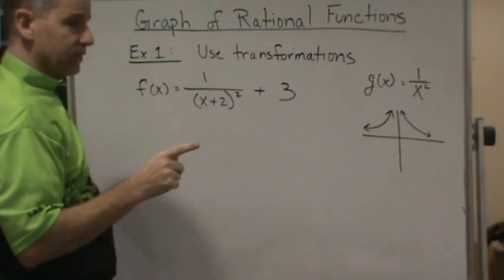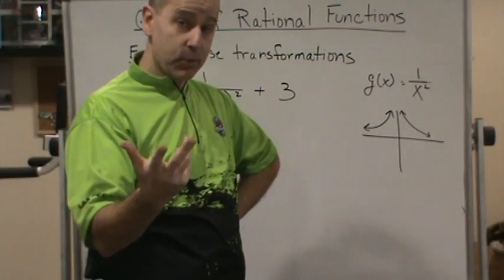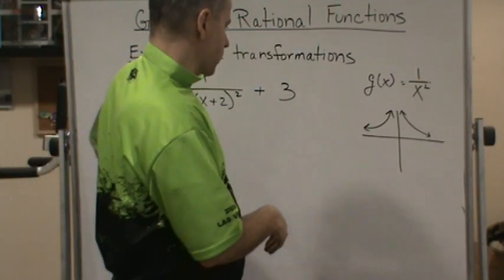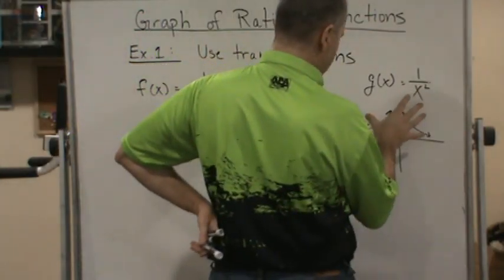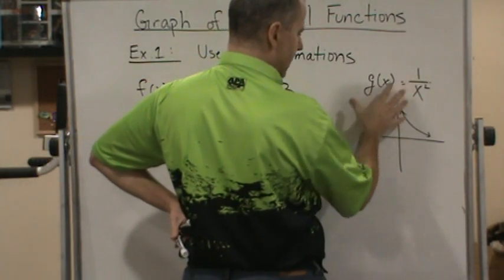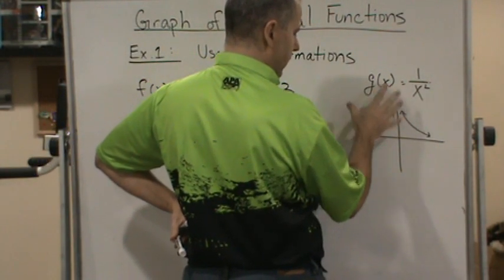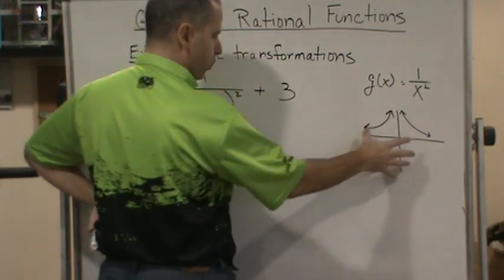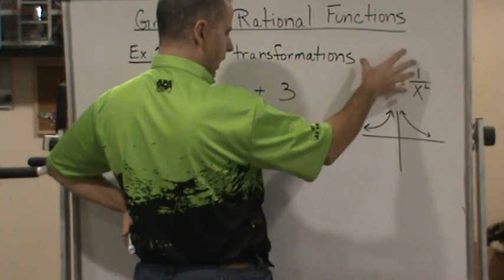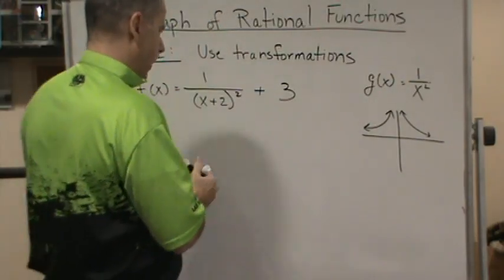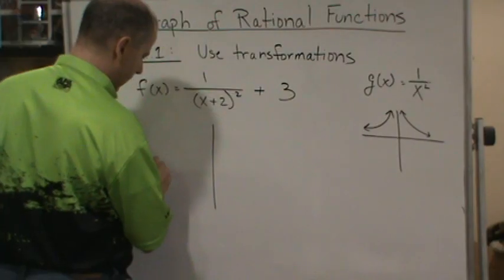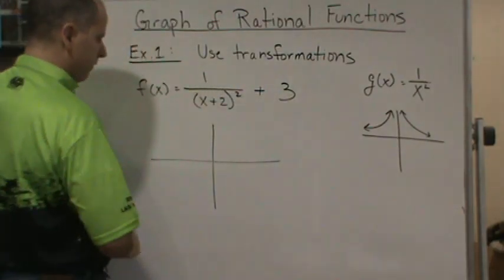So that means the asymptotes will also be affected the same way. So if we want to graph this one, f of x, all we have to do is take the graph of this one and transform it by moving everything to the left 2 units and up 3 units. And so this graph would look like this, right? I'm just going to sketch the graph.